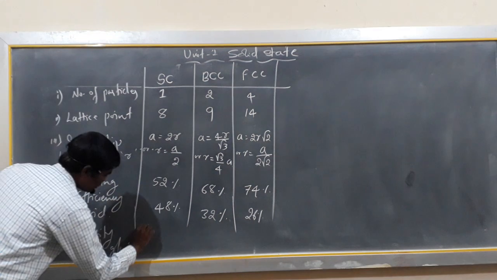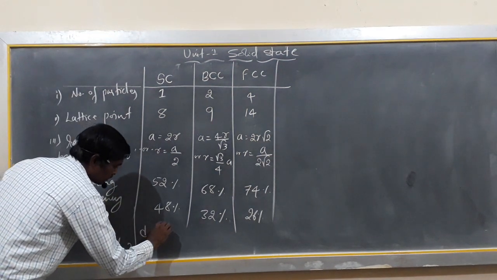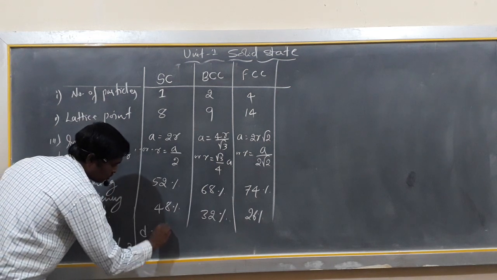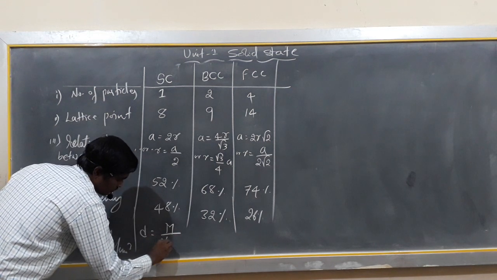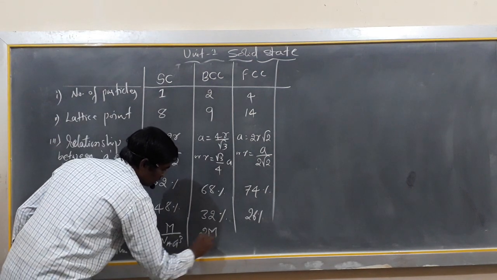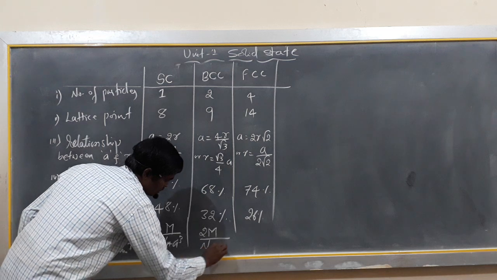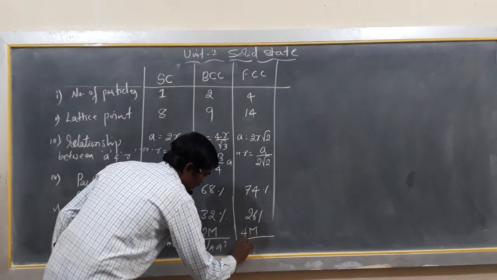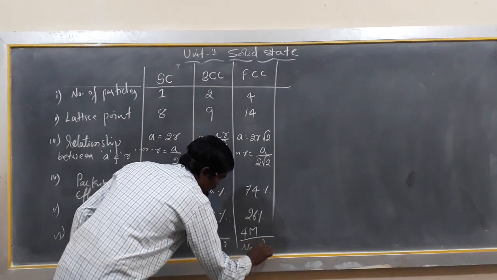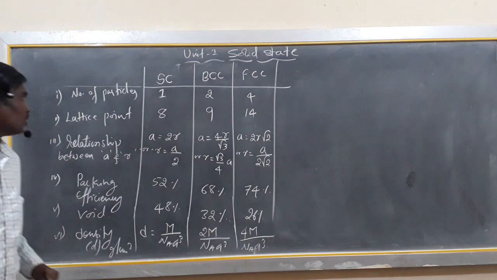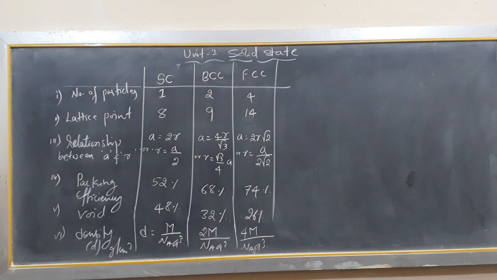The density D is equal to Z into M by Na into a cube, where Z is 1 for simple cubic, so it is M by Na into a cube. For BCC it is 2M divided by Na into a cube, and for FCC it is 4M by Na into a cube. So these are the few parameters. Remember these, they will help you to solve some numericals.